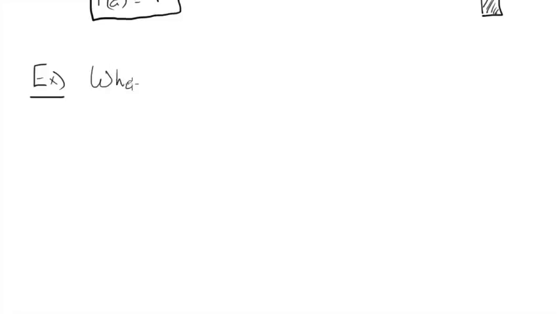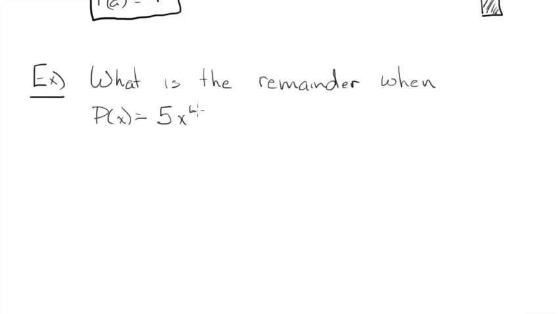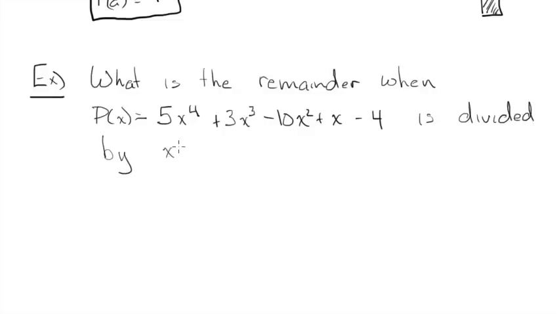So what is the remainder when p at x equals 5x to the 4 plus 3x cubed minus 10x squared plus x minus 4 is divided by x plus 1? Before we had the remainder theorem, the only way to do this question would be to do the long division and get the remainder.